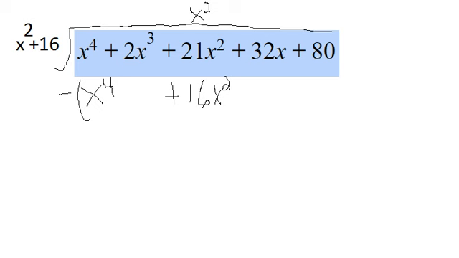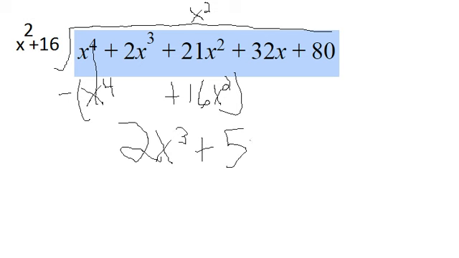So now I'm subtracting. These cancel. This drops straight down. 2x cubed. This 21 minus 16 is 5x squared plus 32x plus 80.